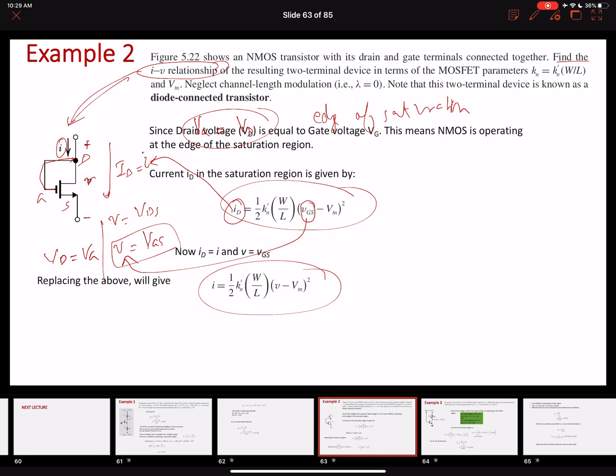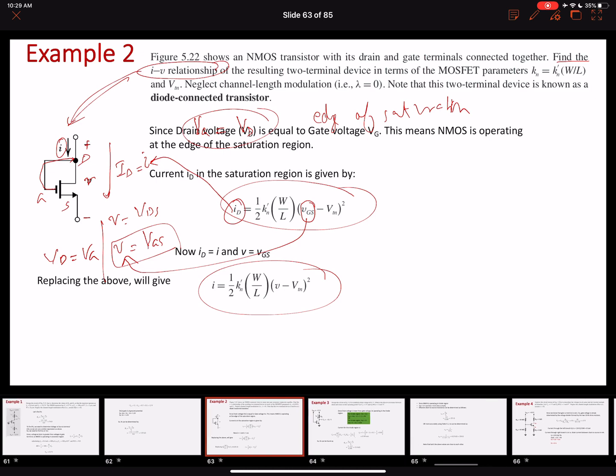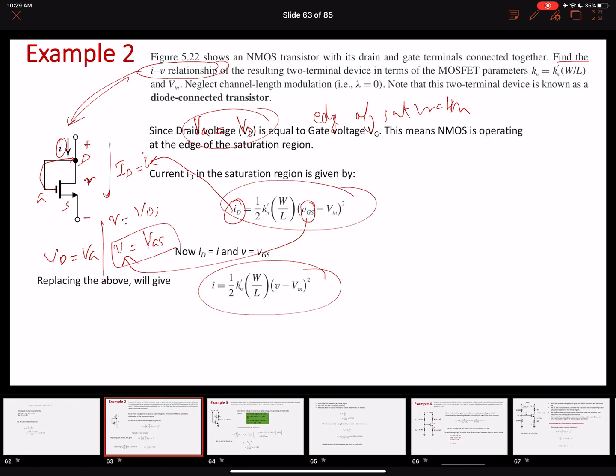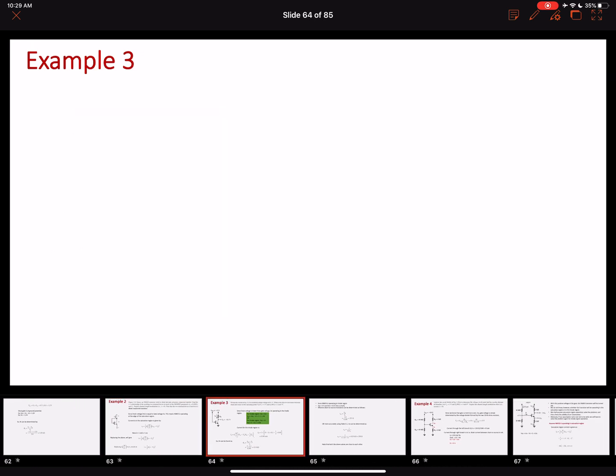So this is a very simple problem on how we can make an equation of the IV characteristics of this diode connected transistor, in which our gate terminal is connected to the drain terminal. Okay, so let's do one more example now.